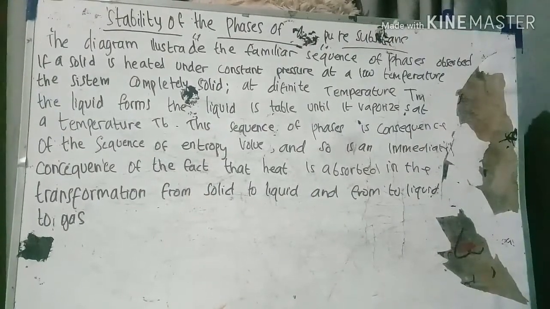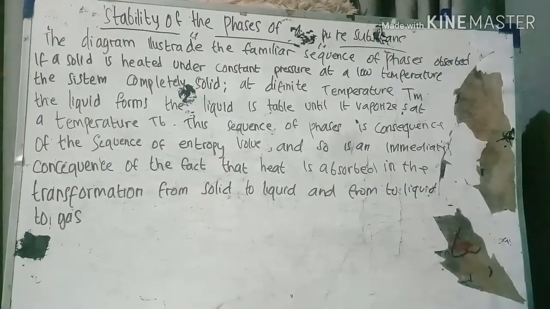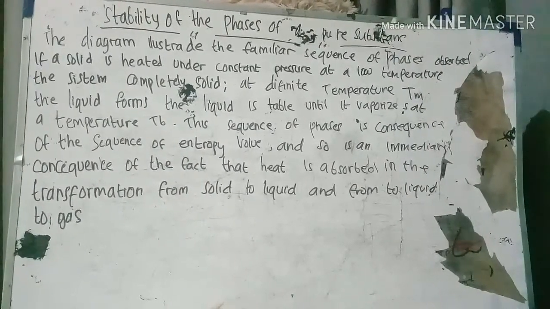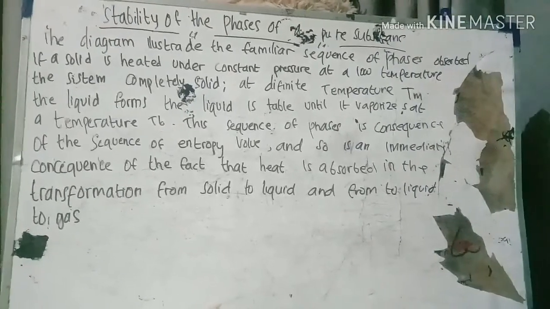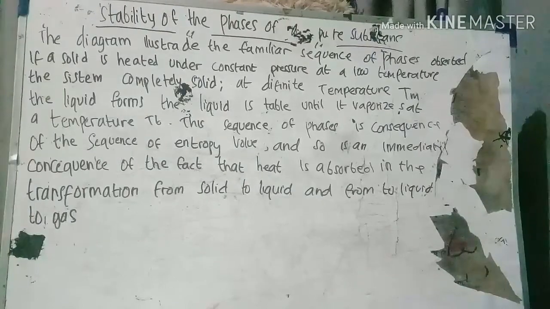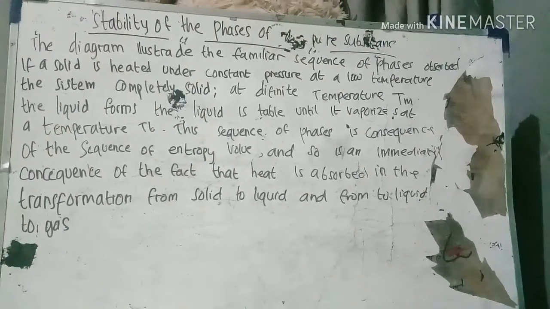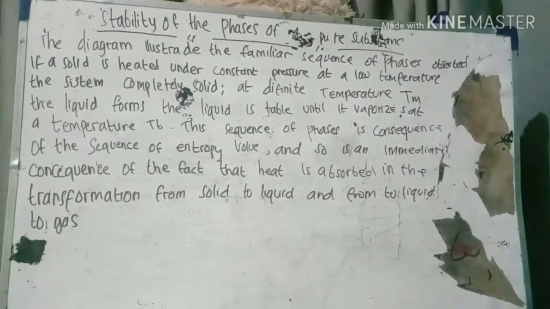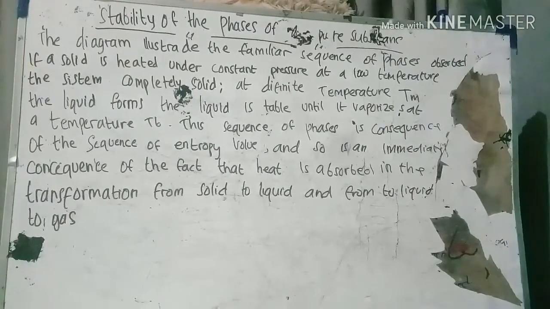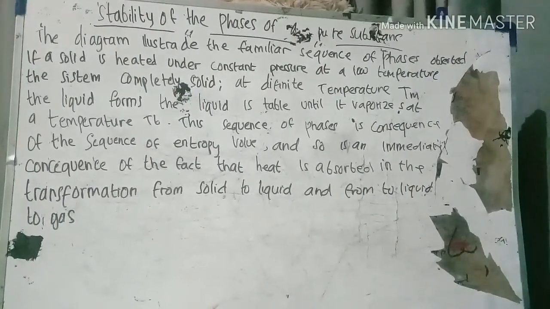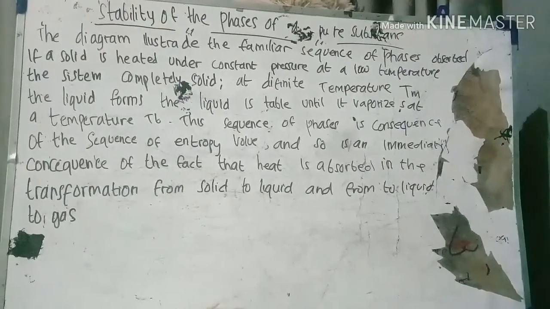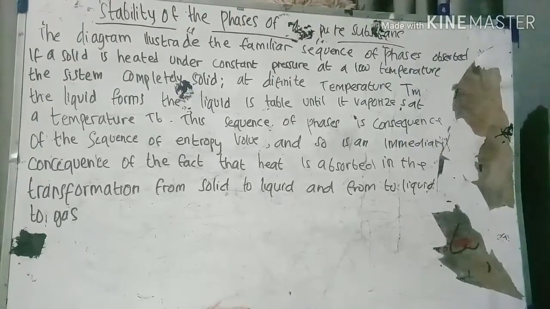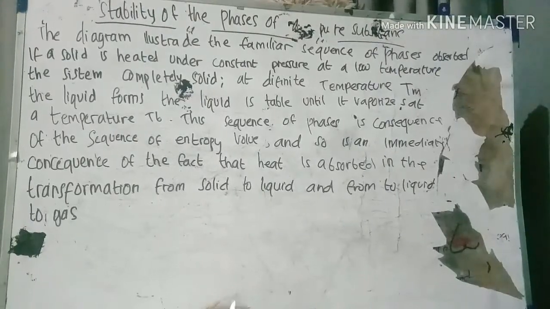The diagram illustrates the familiar sequence of phases observed if a solid is heated under constant pressure from a low temperature. The system is completely solid until the defined temperature Tm. Then the liquid forms. The liquid is stable until it vaporizes at a temperature Tb. The sequence of phases follows the sequence of entropy values, and so is an immediate consequence of the fact that heat is absorbed in the transformation from solid to liquid and from liquid to gas.